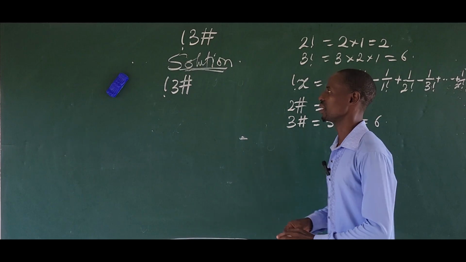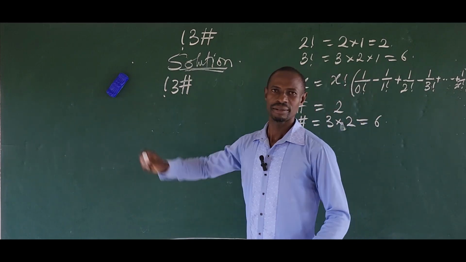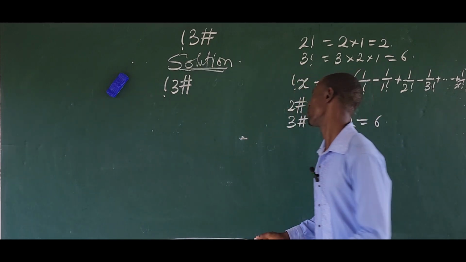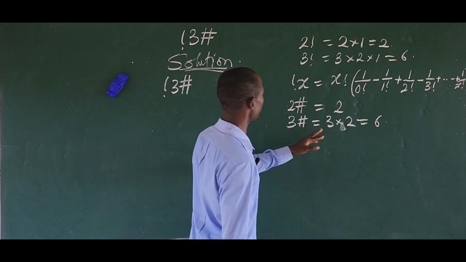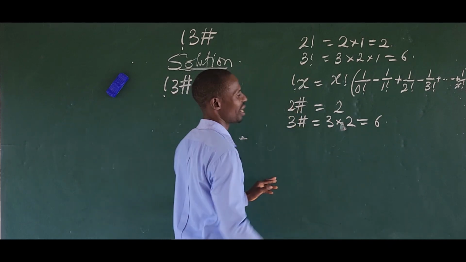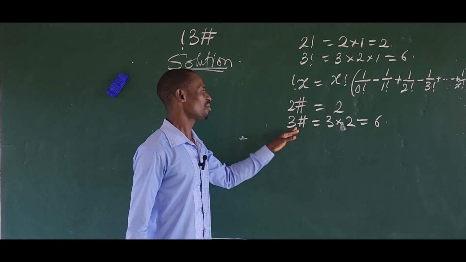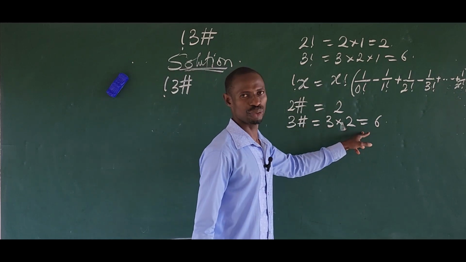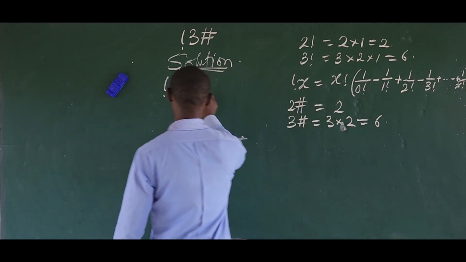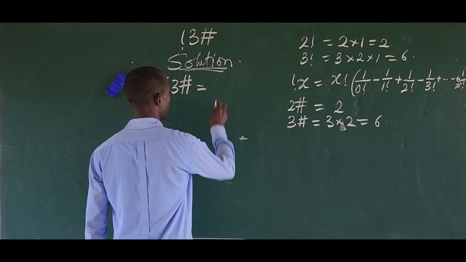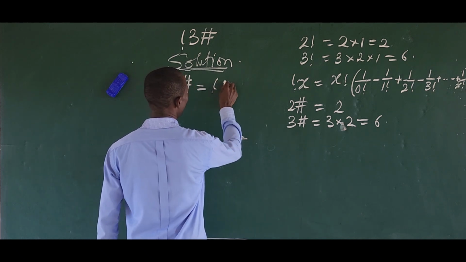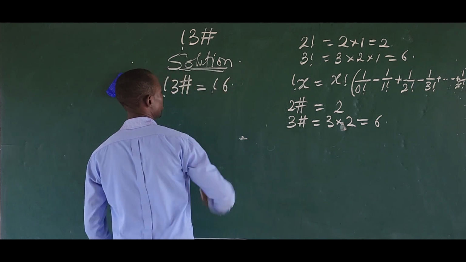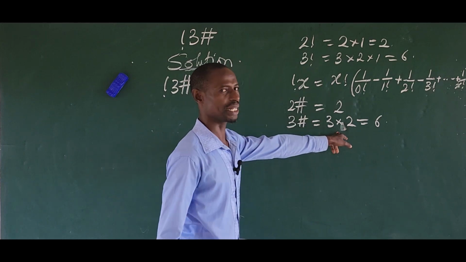Solving backward, it means we have to look for 3 primorial. Looking for 3 primorial, we've already gotten it here. So 3 primorial will give us 3 times 2, which is equal to 6. And so this is going to give us the subfactorial of 6.